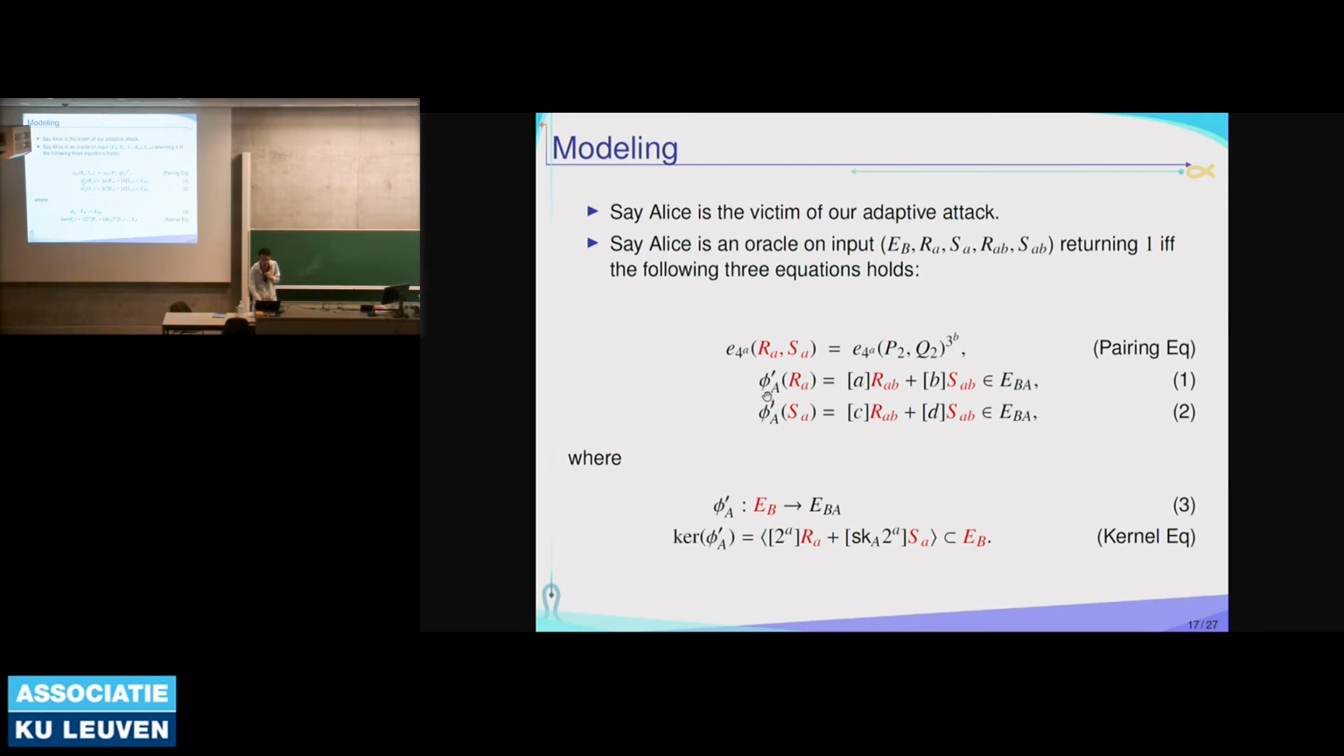And where phi A is from EB to EBA, with the kernel, and the kernel information is given by Bob. So intuitively, I guess the authors may think if you want to manipulate the points here, the first equation and the second equation will make them difficult or impossible to hold. So they expect this can prevent the adaptive attack.